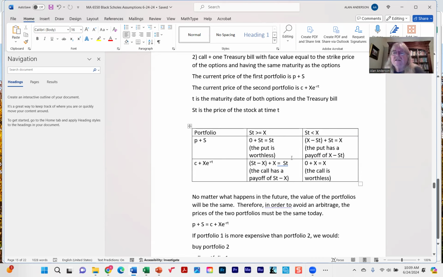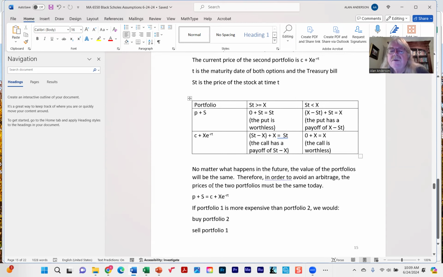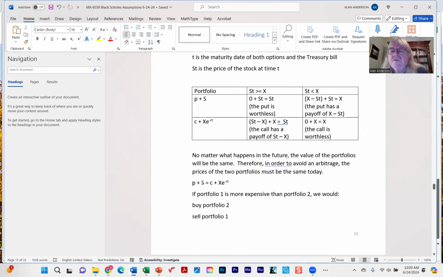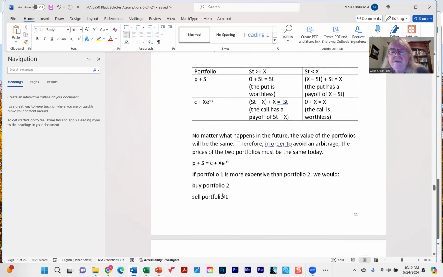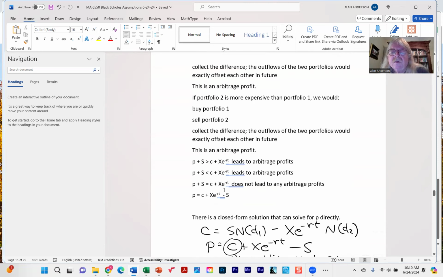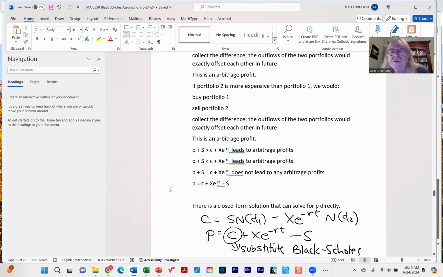So therefore, that implies that according to what we were just talking about, the prices have to be the same today. In other words, P plus S must equal C plus X e to the minus RT. Otherwise, there'll be an arbitrage. And so then we just rearrange this algebraically, and we end right back up with our original put call parity condition.